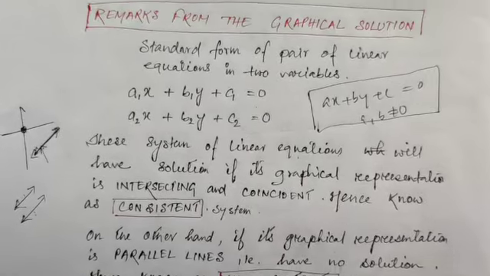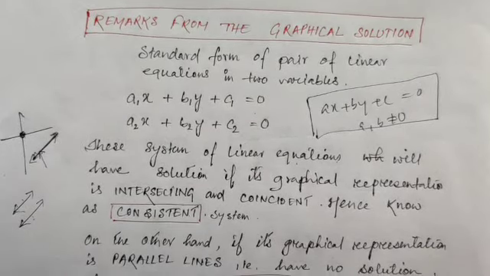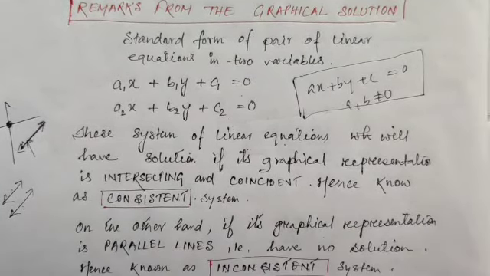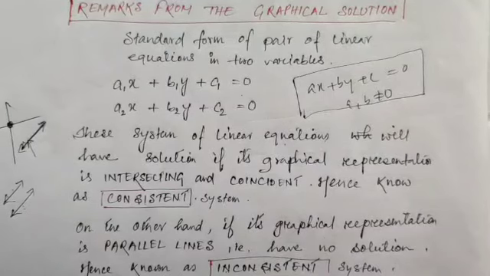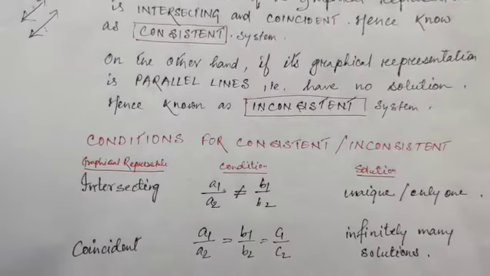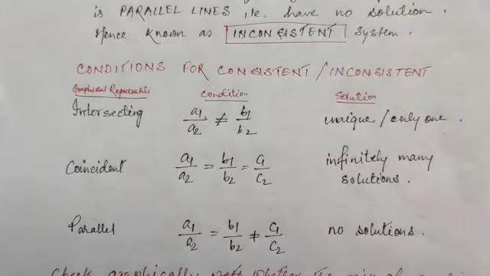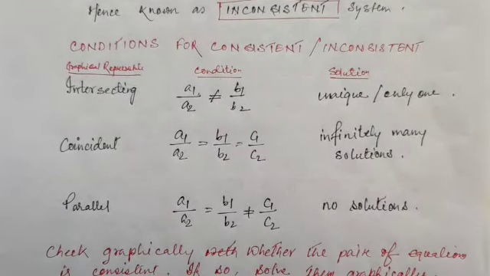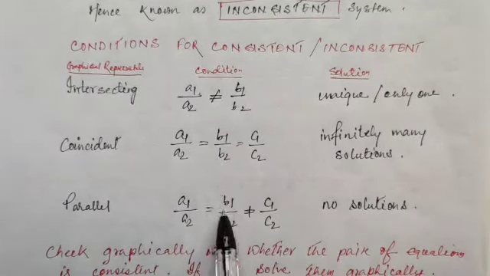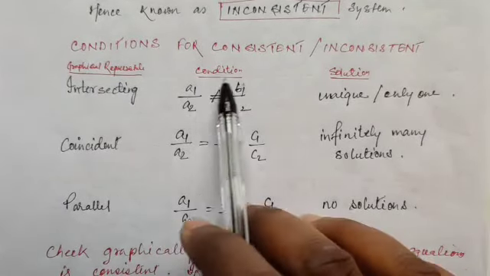I think this is clear. Consistent means having solutions and inconsistent means having no solutions. Now these are the conditions which will help us identify whether the given pair of linear equations is consistent or not. For that we have to remember the pattern of these ratios.